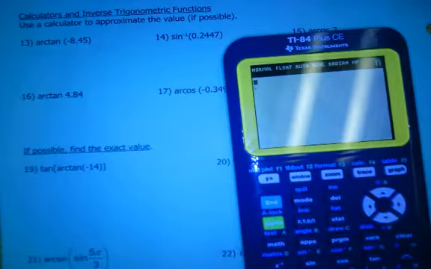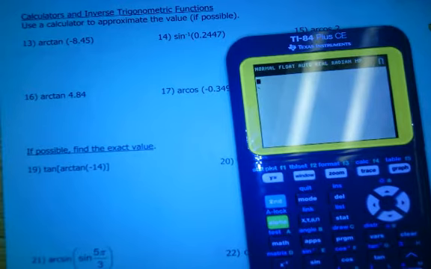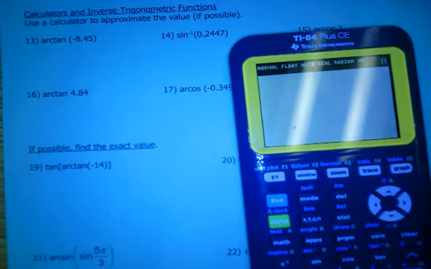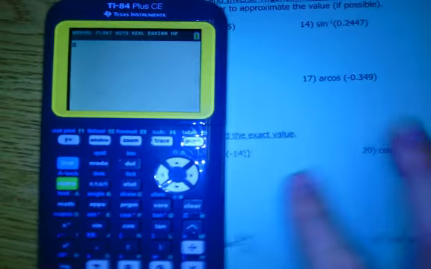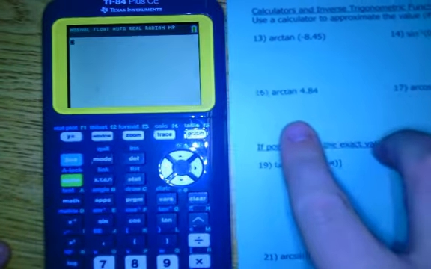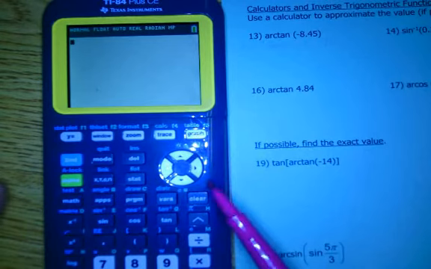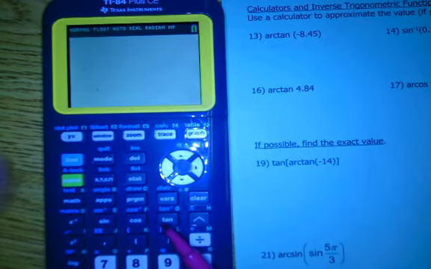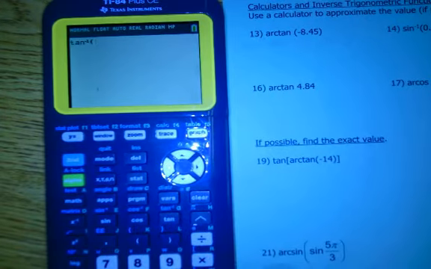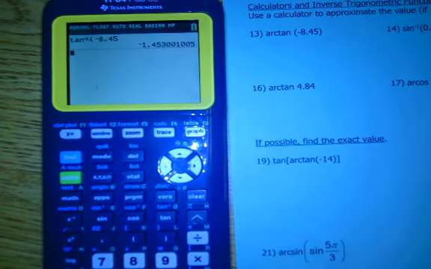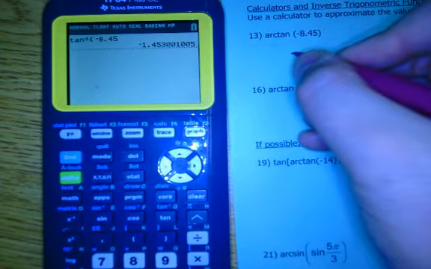Okay, so using your calculator to find inverses, make sure it's in radian mode. That's a big deal. If it's not in radian mode, you're going to get degree answers, which we don't ask for. So we're going to find arctan on our calculator. For arctan, there's a button for it. We already went over this when we did the right triangle trig. You hit second, tangent, and then we type in negative 8.45, and hey, look, that's our answer.